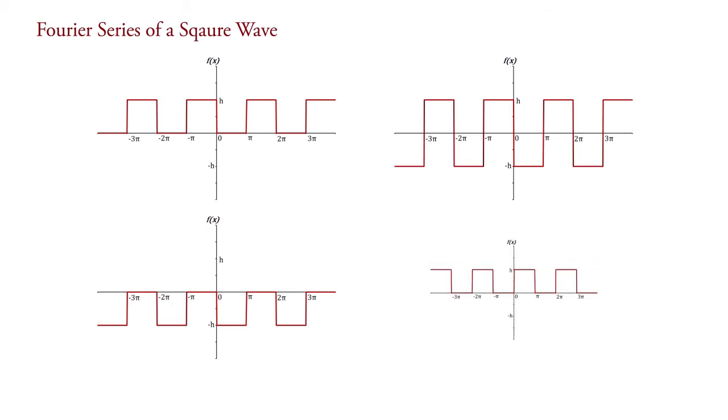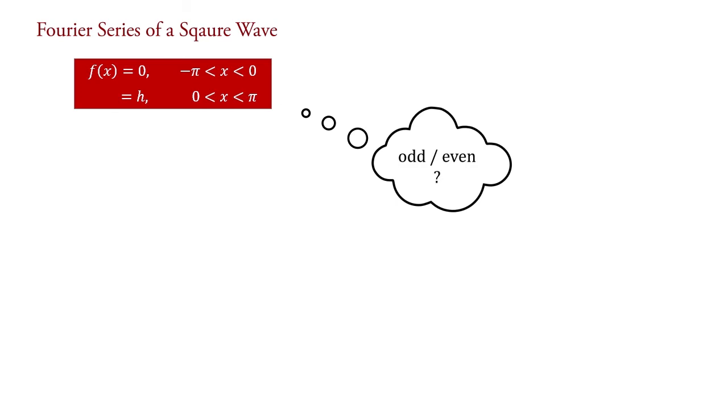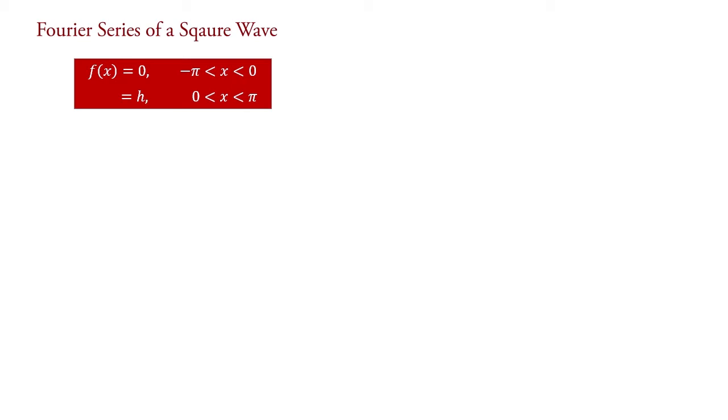Let's take this form. It is defined as f of x equal to 0 for minus pi less than x less than 0 and f of x equal to h for 0 less than x less than pi. First of all, we have to find whether the given function is odd or even. Let's check. Here the function is given in two parts. In the first part, f of x equal to 0 for minus pi less than x less than 0.